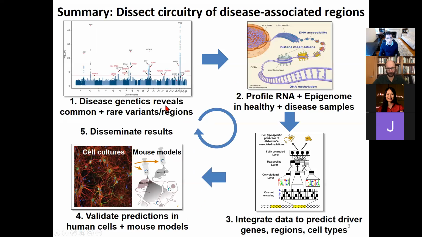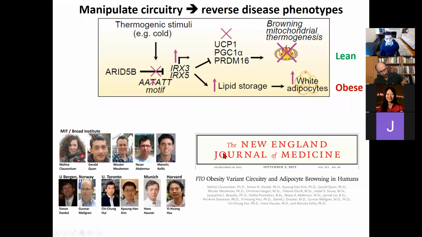So what we do is that we augment these disease data from common and rare variants with RNA variation across individuals and epigenomic variation across individuals, both in healthy and disease samples, looking at DNA accessibility primarily at the single cell level, epigenomic modifications at the bulk level, and of course, RNA. Then we integrate the data to predict driver genes, regions, and cell types. We're building a lot of deep learning models, Bayesian models, motif-based, mediation analysis, etc. And then we're predicting targets, and we have a large number of collaborations where we're testing these targets in cell cultures and also in animal models. And then, of course, we disseminate the results.